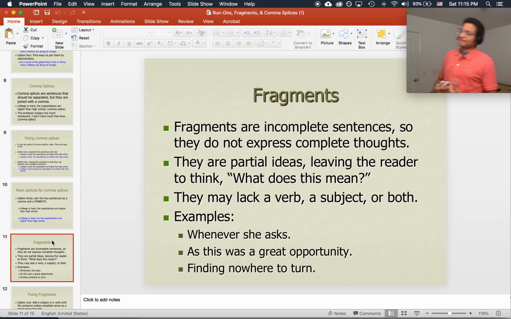So we've been talking about expressing complete thoughts, and expressing incomplete thoughts, which is what dependent clauses do. Because I went to the store, yes. So that's what a fragment does. A fragment expresses an incomplete thought, sometimes a lack of verb, lack of subject, or both. Whenever she asks, yes. As this was a great opportunity, yes. Finding nowhere to turn, yes.